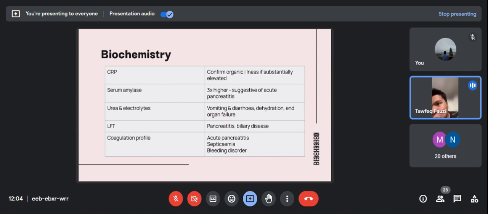C-reactive protein is a non-specific marker for inflammation. Other than that, serum amylase, if you suspect a pancreatitis, if elevated 3 times higher than the upper limit of normal, is pretty much suggestive of an acute pancreatitis. Other than that, you should check the blood urea and electrolytes for any evidence of dehydration in patients who present with vomiting or diarrhea.